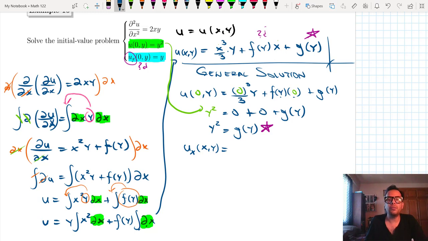So when we differentiate with respect to x, y is constant, and the derivative of x cubed over 3 will be x squared y, plus the derivative of f of y times x with respect to x. The derivative of x is 1, then 1 times the constant f of y, which is simply f of y. And then because we are differentiating again with respect to x, what is going to happen to this g of y? It's going to go to 0. So plus 0.